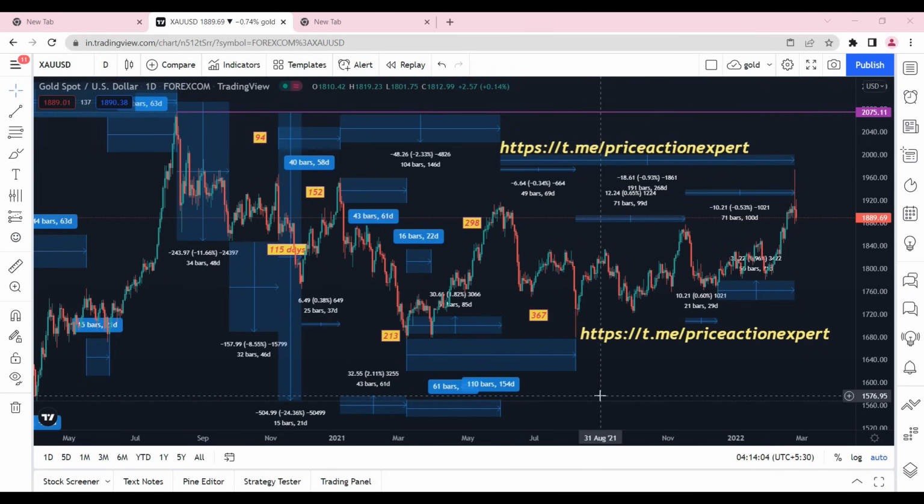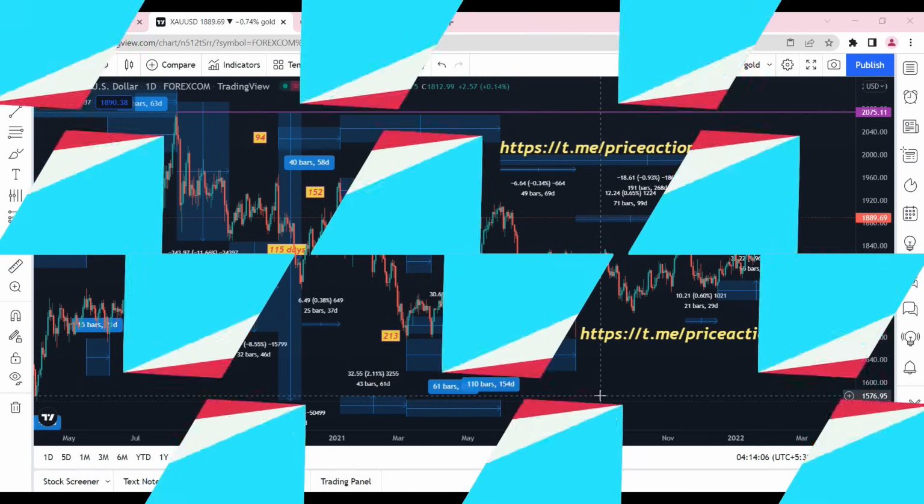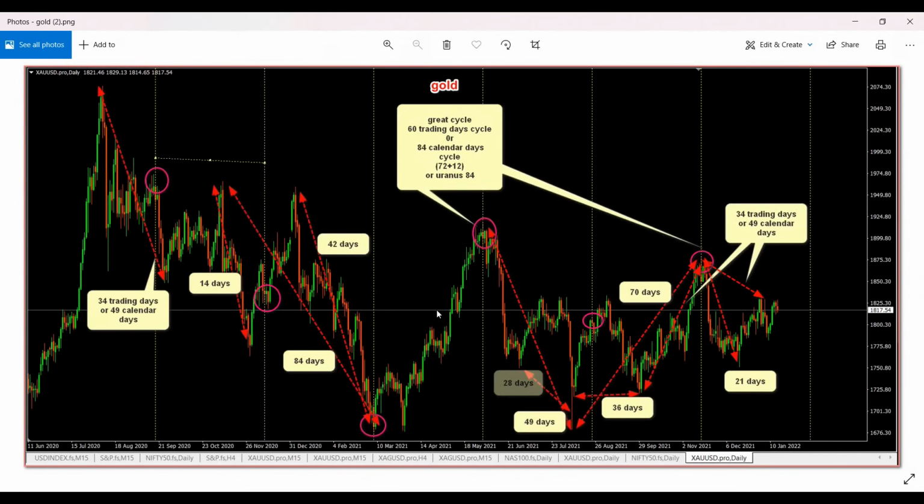I'm going to show something, how it vibrates. So let's see here. I have drawn this, a great cycle, 60 trading day cycle. You can mark on it. I have hinted so many things in this. You can just watch and formulate in your chart.